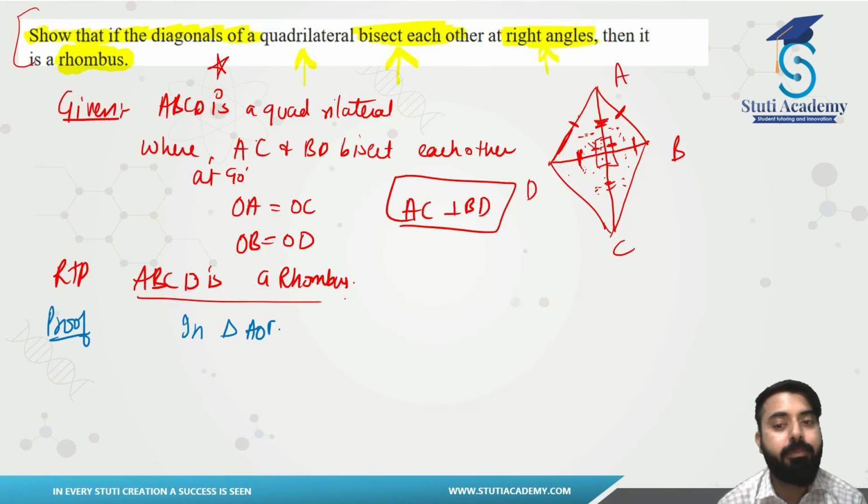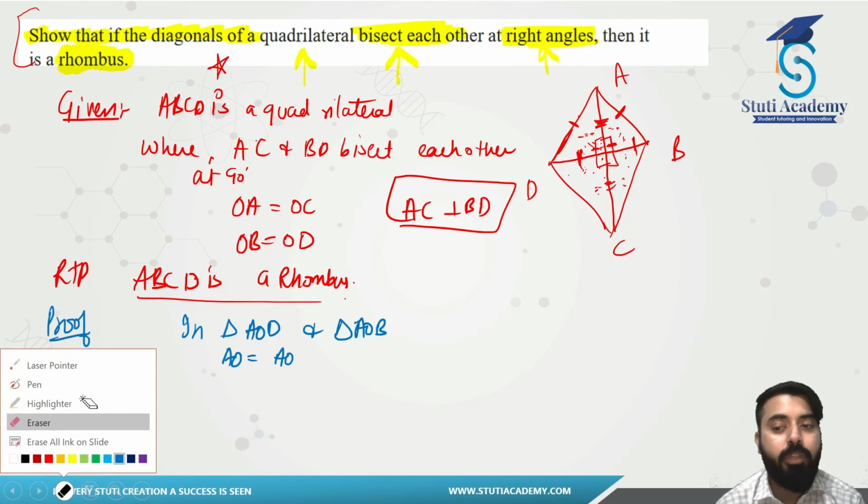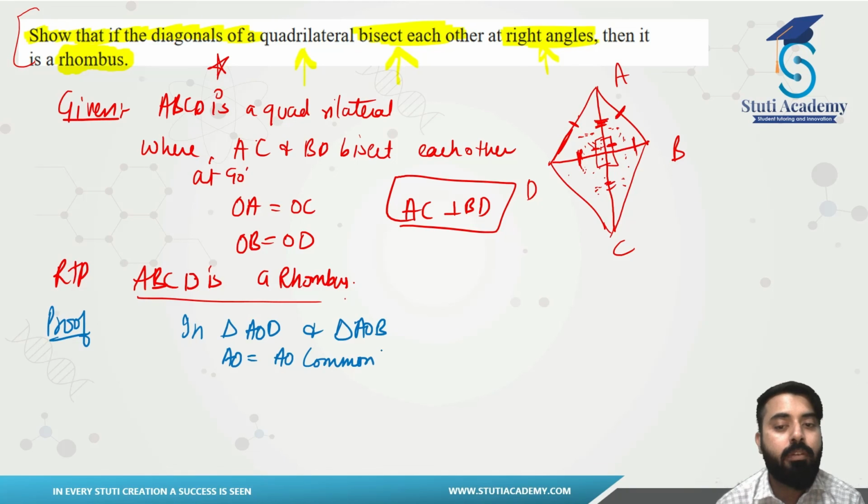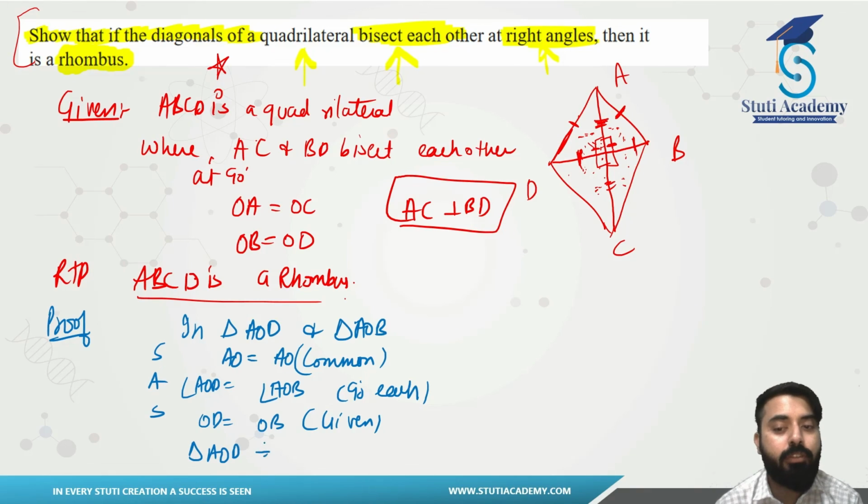In triangle AOD and triangle AOB, I know AO is equal to AO, which is common. I know angle AOD equals angle AOB, 90 each, and I know OD is equal to OB, that is given. You guys see, side angle side, triangle AOD is congruent to triangle AOB, and you can easily say AD is equal to AB, CPCT.